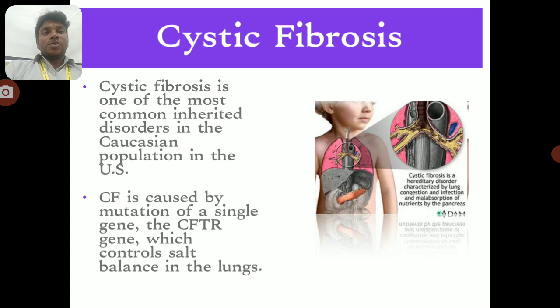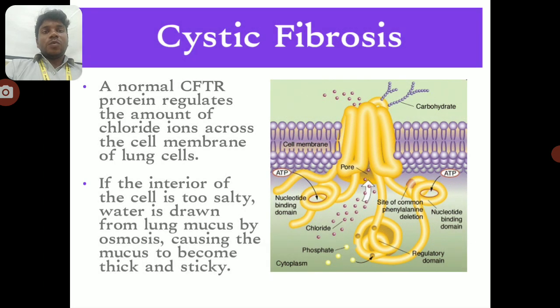Cystic fibrosis is one of the most common inherited disorders in the Caucasian population in the US. CF is caused by mutation of a single gene, the CFTR gene, which controls salt balance in the lungs. The normal CFTR protein secretes chloride ions across the cell membranes of the lung cells. If the interior of the cell is too salty, water is drawn from the lung mucus by osmosis, causing the mucus to become thick and sticky.